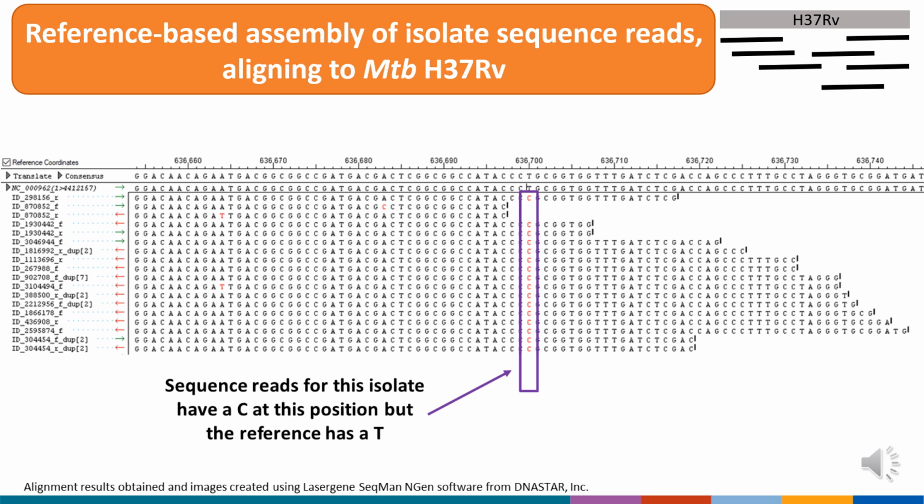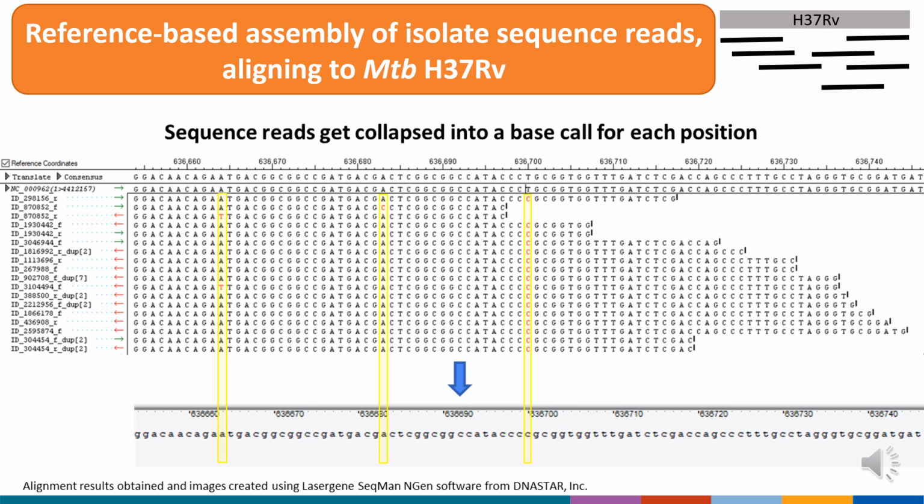Any bases in the sequence reads that do not match the reference sequence are shown in red. If we look at the nucleotide position 636,700 boxed in purple, we can see that the sequence reads for this isolate are all showing a C at this position, but the reference has a T. The other nucleotide positions in this region of the genome pretty much all match up with the reference, but some reads will occasionally have a different base call, which may be a sequencing error.